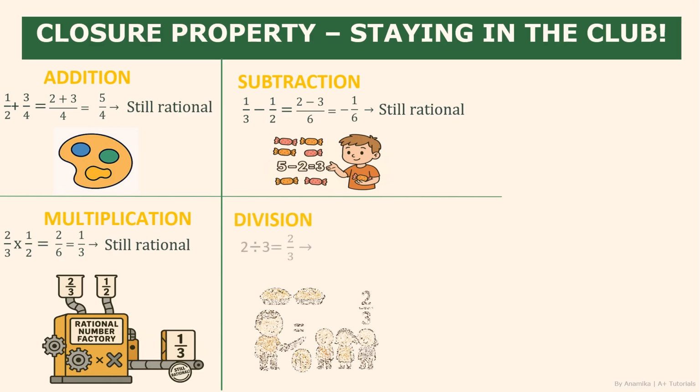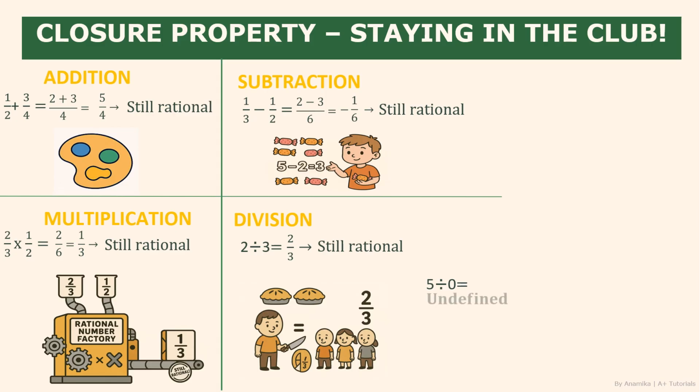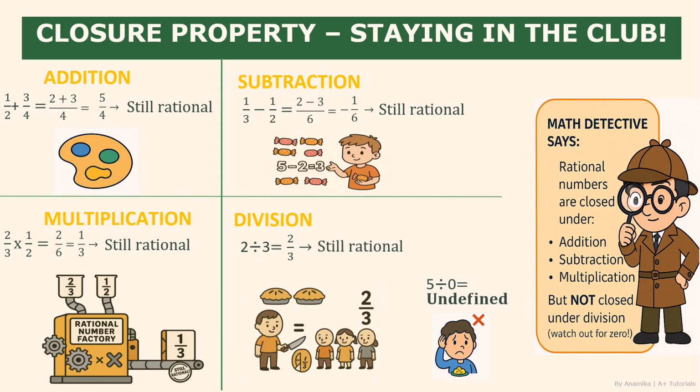Division. 2 divided by 3 equals 2 by 3. Still in the club. But wait, what about 5 divided by 0? This is undefined. It is like trying to share 5 laddus among 0 people. It just doesn't make sense. The result is not a rational number. It's not even a defined number. So we got kicked out of the club in this case. Since there's this critical exception, rational numbers are not closed under division.